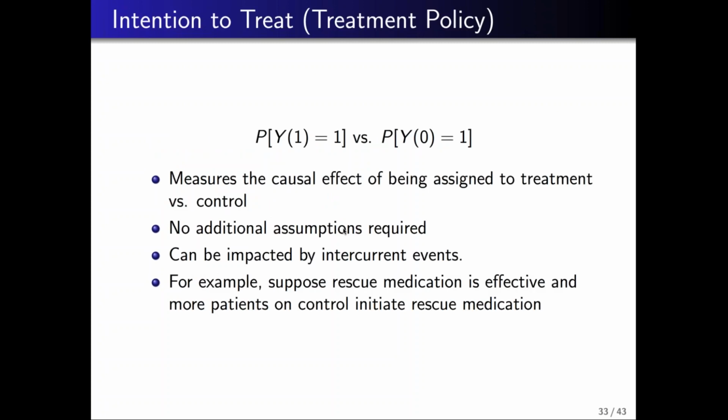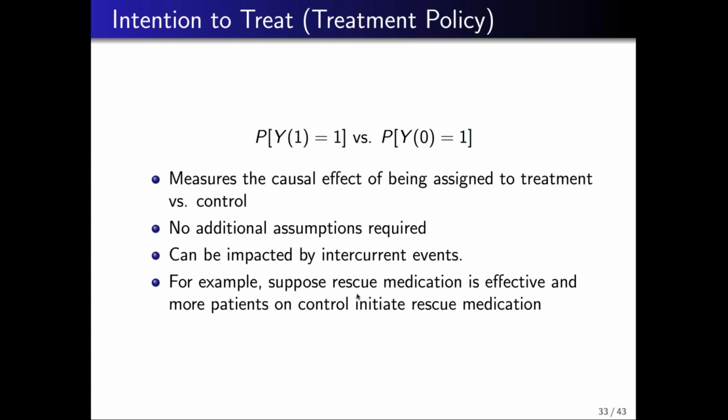So what is the intent to treat estimand? So intent to treat, all we want to know is what's the probability of dying had everybody in the population been assigned to treatment, A equals 1, versus what's the proportion of people who would die had everybody in the population not received treatment? And so this measures the causal effect of being assigned to treatment versus control. You don't need to make any additional assumptions to estimate it because of randomization, but its interpretation when we contrast these two quantities can be impacted by the occurrence of intercurrent events.